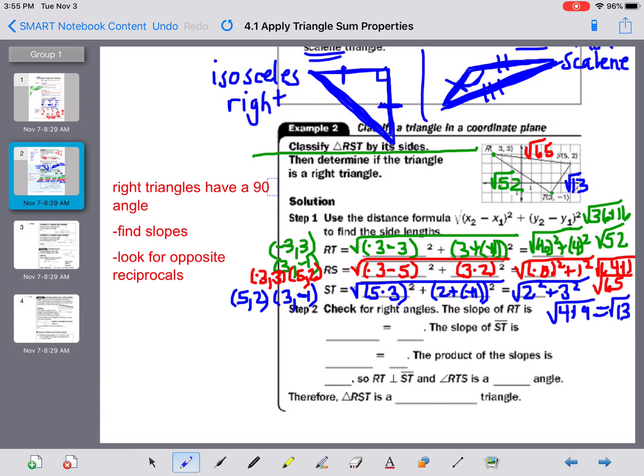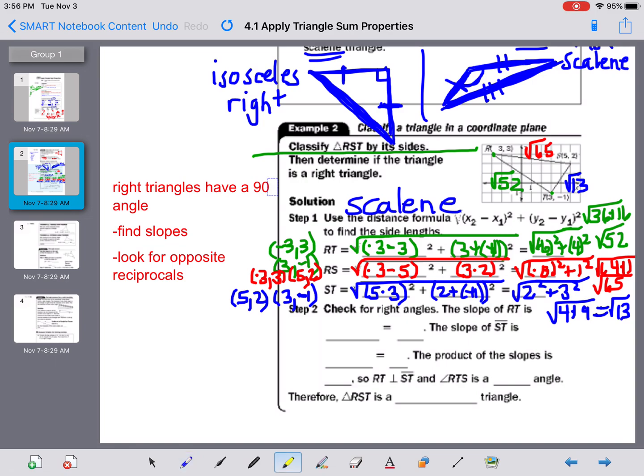All right, so now that I have all three lengths, I can go back and classify it. Is this scalene, no sides are equal? Is it isosceles, 2 sides are equal? Or is it equilateral, where all the sides are equal? Clearly all three of my numbers are different. So because all three of my numbers are different, I'm going to call this scalene. Okay? All right. Half my problem's done.